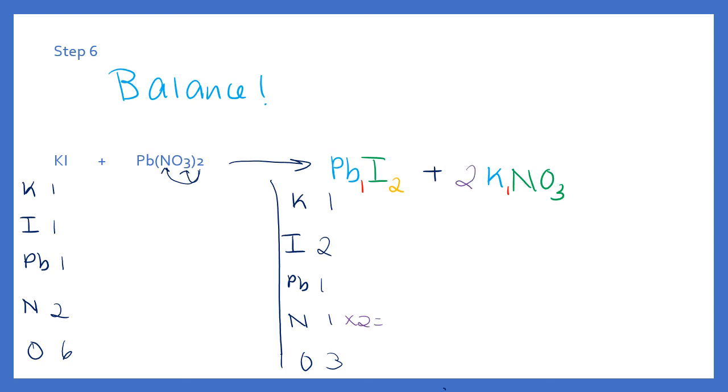Put the 2 out in front of the nitrogen, it's going to change the potassium. 2 times 1 is 2. 2 times 1 is 2. And 2 times 3 is 6. So now it looks like that my iodine is 2 and my potassium is 2. So it makes sense to put a 2 out in front of the iodine and the potassium, so 2 times 1 is 2, and 2 times 1 is 2. So I have 2 and 2 potassiums, which are K. 2 and 2 iodines, which is I. 1 and 1 leads. 2 and 2 nitrogens, which is N. And 6 and 6 oxygens, which is O.